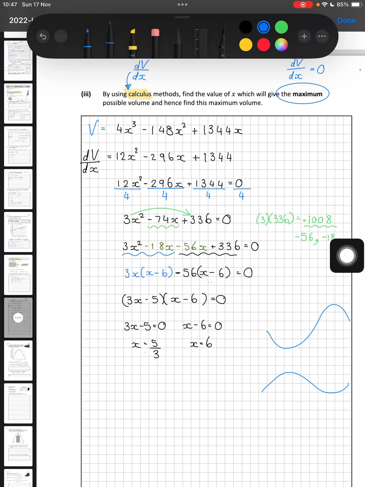Okay, so what we need to do is find my matching volume for each of these. One of these is going to give me my maximum volume, and one of them is going to give me my minimum volume. So we have to find the matching volume for each of these. Whichever one's bigger is the maximum, and whichever one's smaller is the minimum. I have now found the x coordinates for this part here and this part here, but we need to know what their actual volumes are.